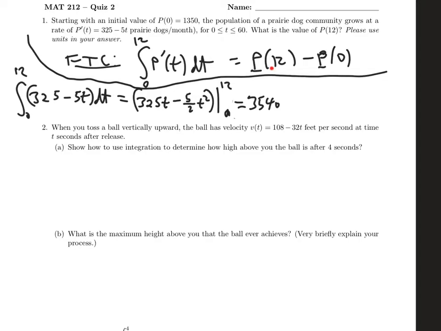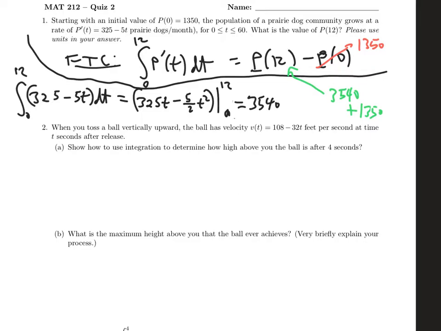So if the net change between P12 and P0 is 3540, then P12 is going to be 3540 plus the initial population. In other words, we know that this is 1,350. So therefore, this has to be 3540 plus 1350. So the tendency on these kinds of problems is for people just to find an antiderivative of whatever's given for p prime, and then just kind of go with that in some way. But if you do that, then you're getting an answer that's relevant to the final answer, but it's not actually answering the question.